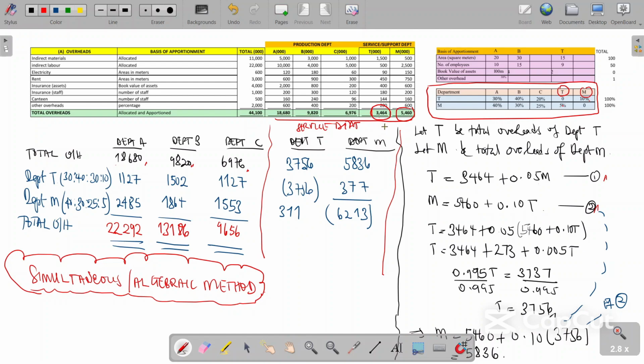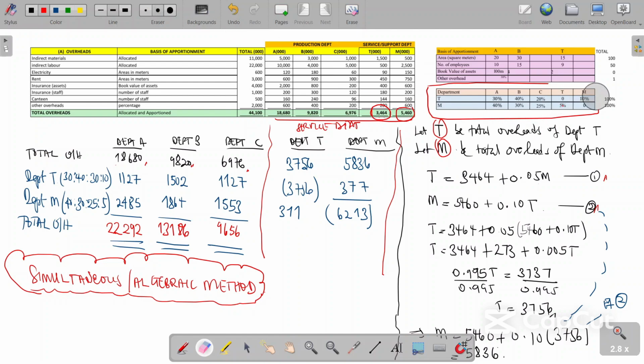If we want to find the total overheads that is attributed to department M, we need to set up an equation that will help department T benefit from department M, and department M also benefit from department T. So in this scenario, the two service departments are T and M. Let T represent all the total overheads of department T, and let M represent all the total overheads of department M. If we want to set up an equation for department T, let's get to this side.